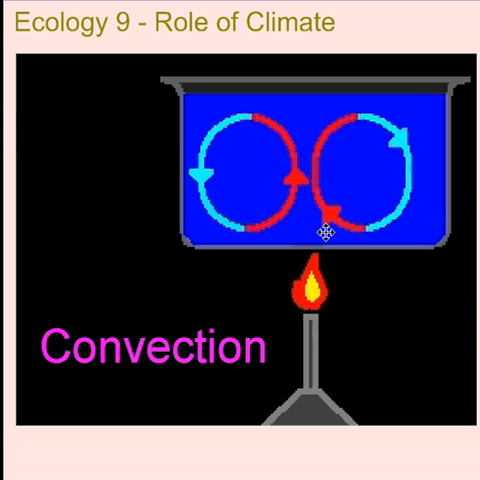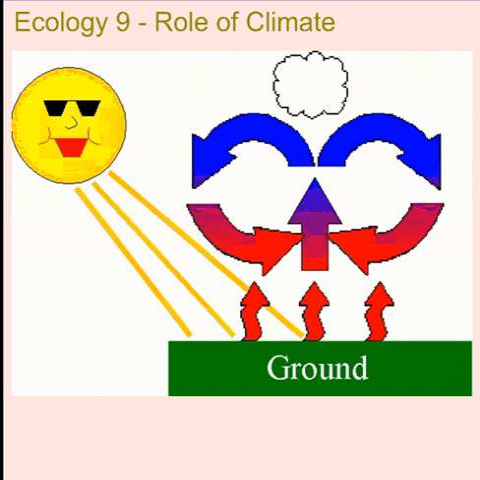This simple diagram shows how convection works. The heat being applied in the middle here heats this water. It rises and gets replaced by cooler water from the sides. Again, hot air or hot water would be doing the same thing. The hot rises because it's less dense and it gets replaced by cold. Here we see the sun's rays heating the ground, hot air rising, cool air coming to take its place.